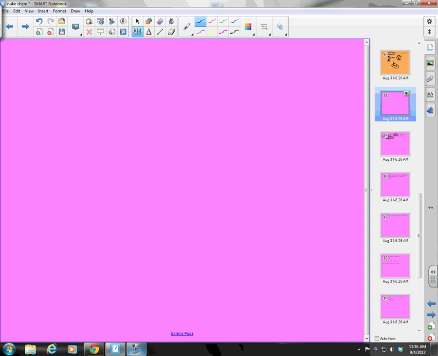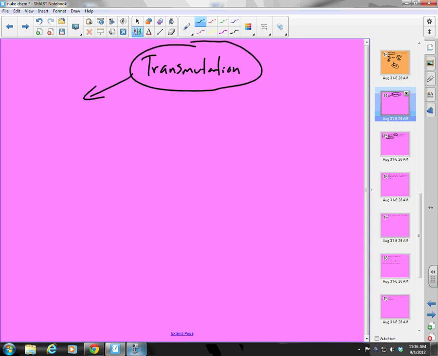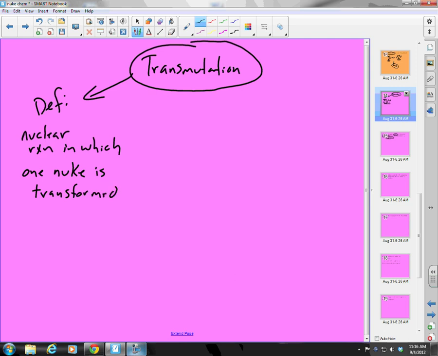What is transmutation? What is implied, what is meant by transmutation? Let's take a definition. I would say this is a nuclear reaction in which one nucleus is transformed into another. Now, what is required for me to have one nucleus transformed into another?